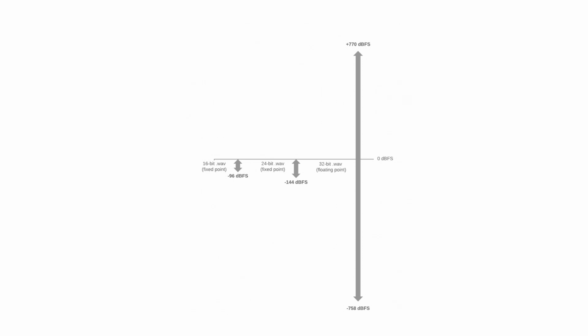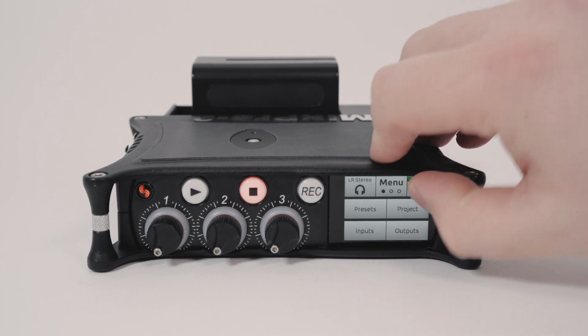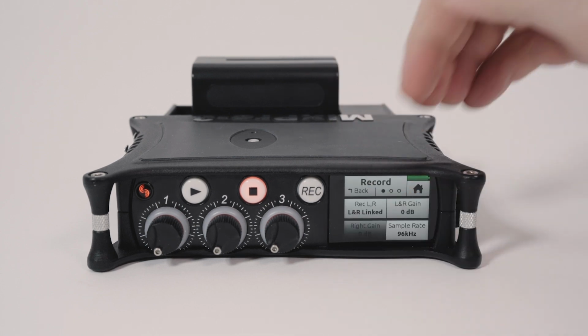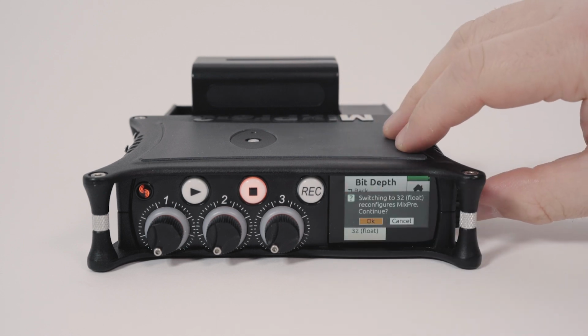32-bit float preserves the full 142 dB dynamic range of the MixPre 2's ultra-low-noise cashmere preamps and multi-stage ADC architecture. Set the MixPre 2 to 32-bit float record mode by going to Menu, Record, Bit Depth. The MixPre 2 will automatically restart.